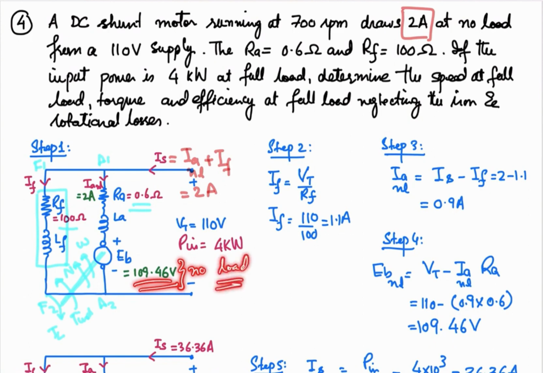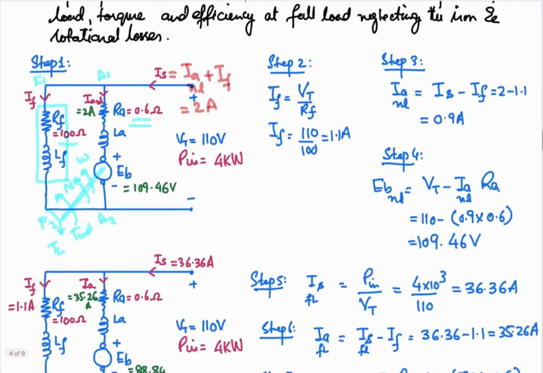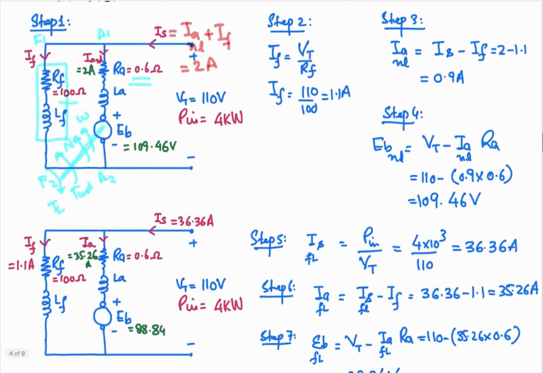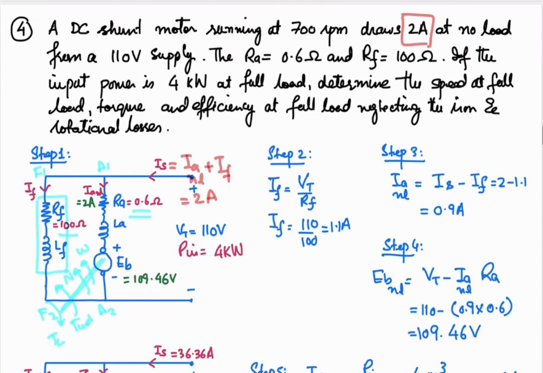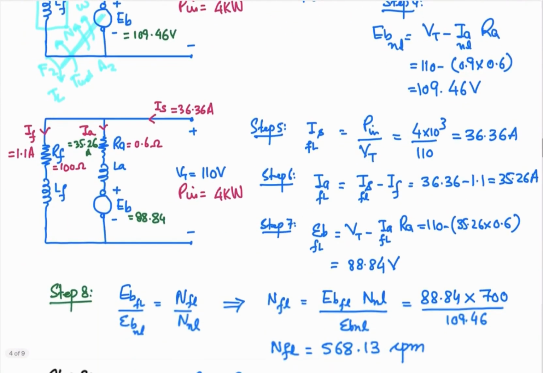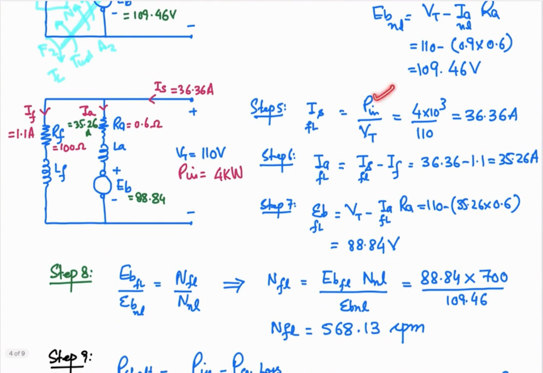So at no load this will be like that, and because of the voltage difference over here and over here, a certain current is going to flow, and that is equal to 0.9 ampere in this case. Okay, now we are going to see if the machine is going to change, the load on the machine is going to change. So that is shown over here. The input power is 4 kilowatt at the full load. So now we are going to use this one. So the input power is 4 kilowatt.